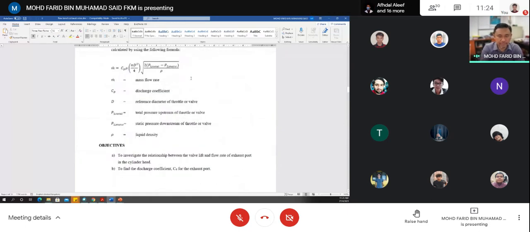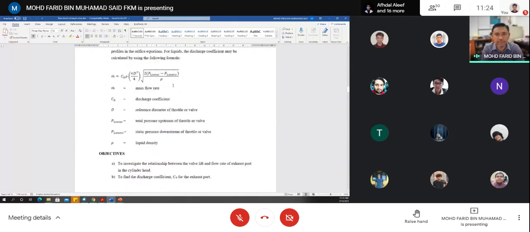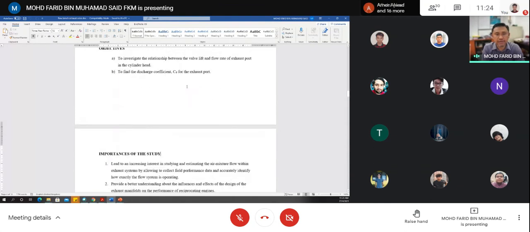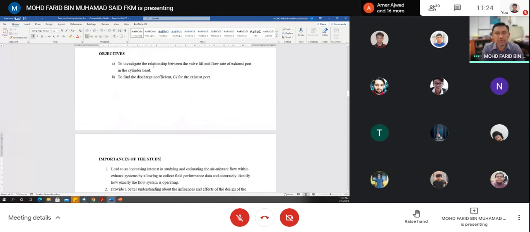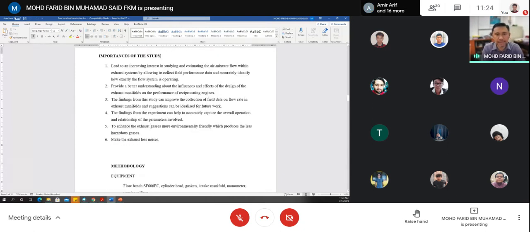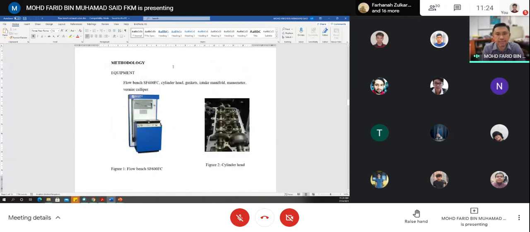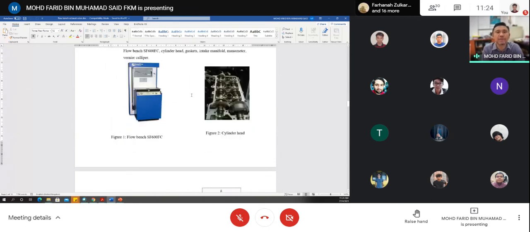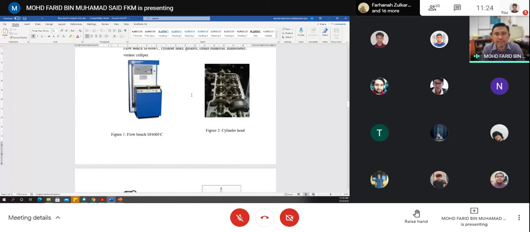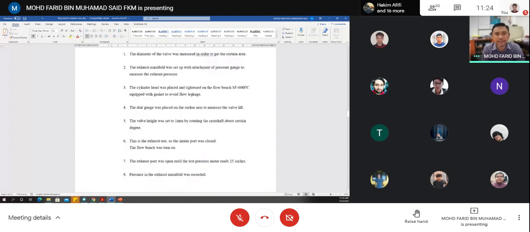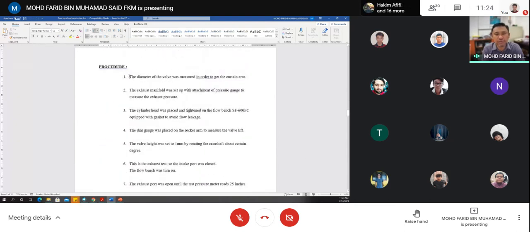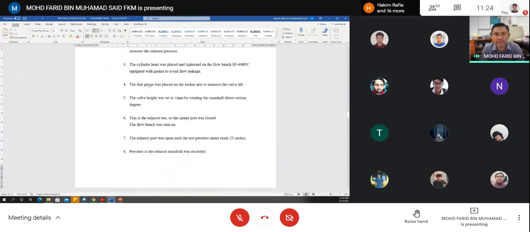In this case, methodology, for example, you can put the detail in terms of the equation. Then objective, what you want, this is to investigate the relationship. Then importance of the study. Basically, this one you can put in the introduction. This is the old format. So this is the methodology. What is the main equipment that you use to measure the engine performance? Procedure, no need to include in your report.